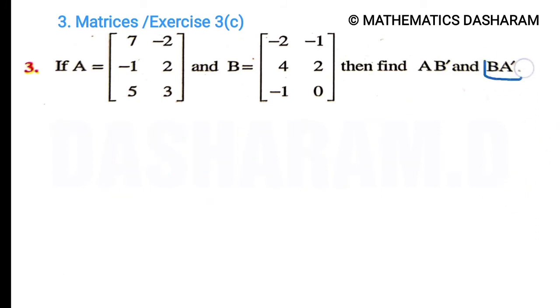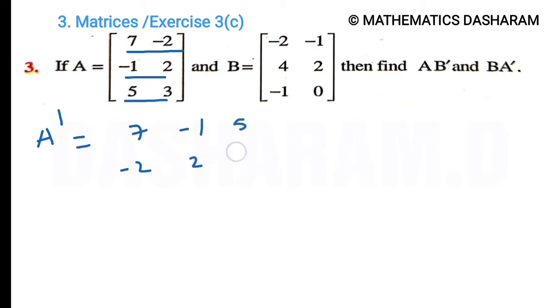Now second one is B A dash. So here in the B A dash, first we need A dash value. So A dash equals to, here the first row will become first column, second row will become second column, third row will become third column. So this is the A dash matrix.